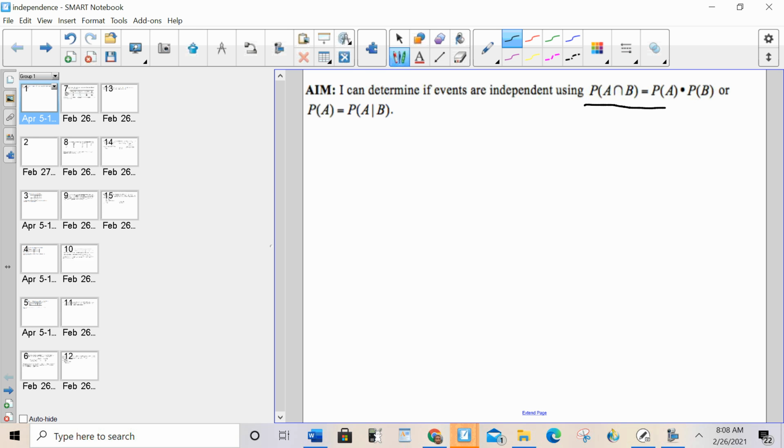To help you memorize these formulas and one more, we have a song. So I'm going to get that song up for you.